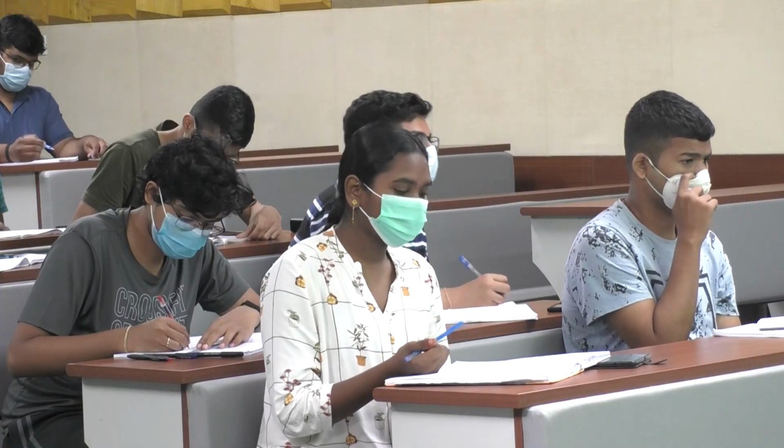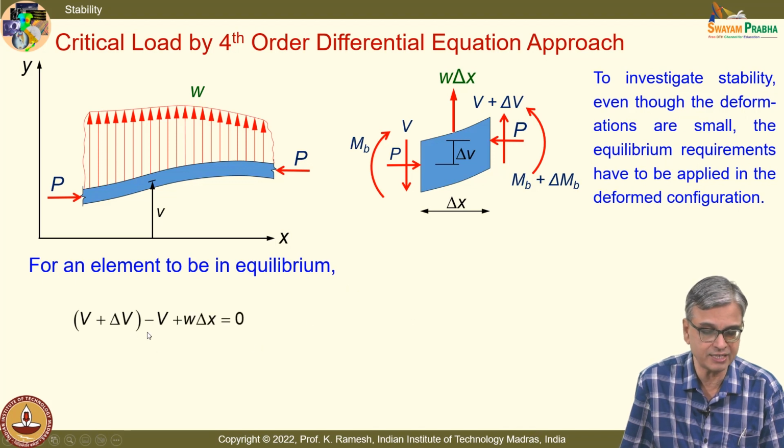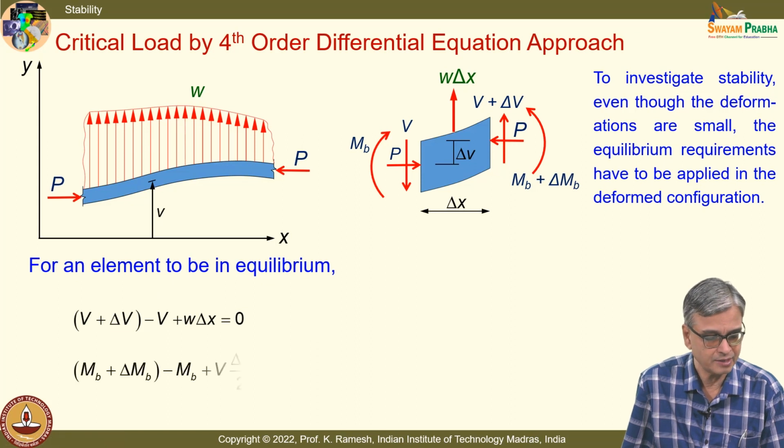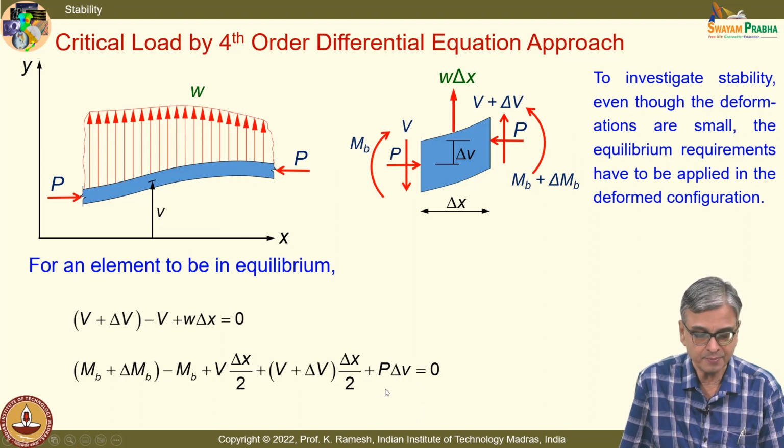Please write down the mathematics. I am going to write the equilibrium equations. I am going to write the force equilibrium. So, that gives me V plus delta V minus V plus W delta x equal to 0. So, force equilibrium in the y direction. And I can also write the moment equilibrium. I have this as M_B plus delta M_B minus M_B plus V delta x by 2 plus V plus delta V multiplied by delta x by 2 plus P delta v equal to 0. So, the additional term what you have is P delta v, and understand this v is the displacement v.